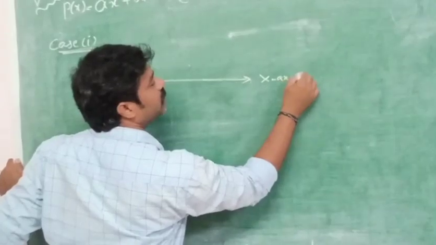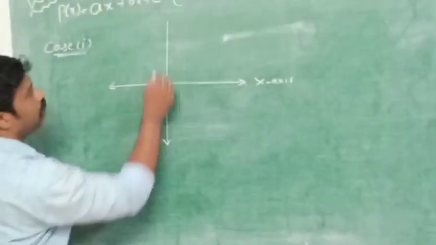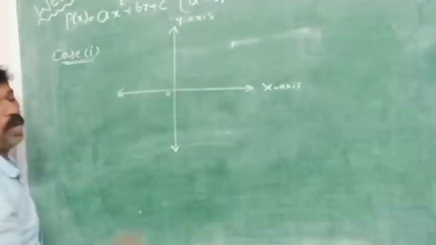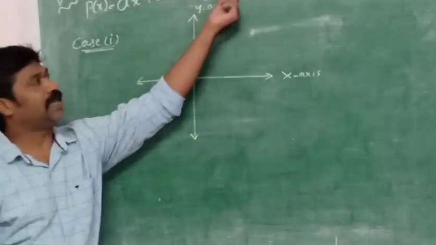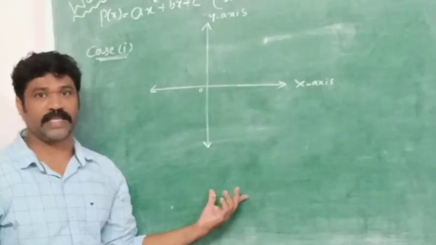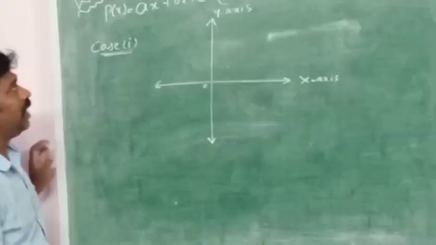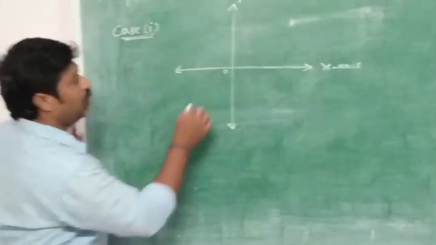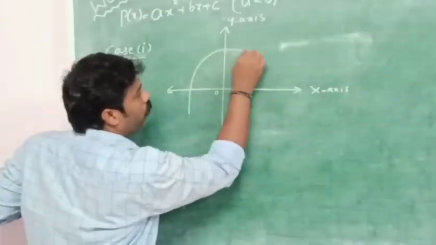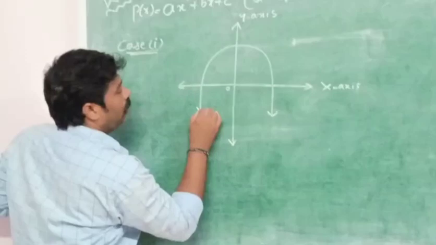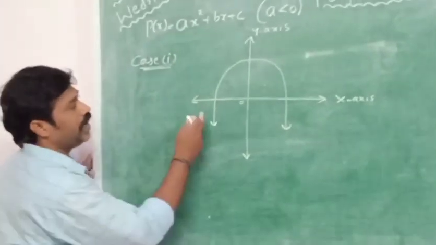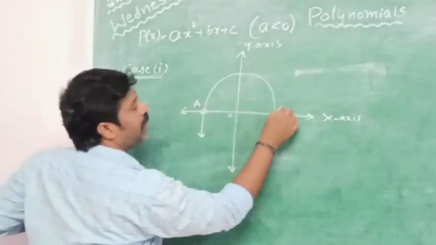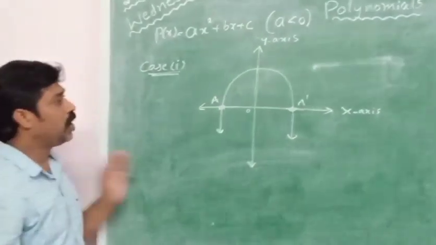this is the x-axis, and the vertical line we got is the y-axis. So let it be the origin. Now, if a is less than 0, here also we will get again 3 cases. In the first case, the graph may cut the x-axis at 2 different points, but we will get the graph which opens downwards. Now here also the graph cuts the x-axis at 2 points. This is A and let it be A dash. So here also what we will get?